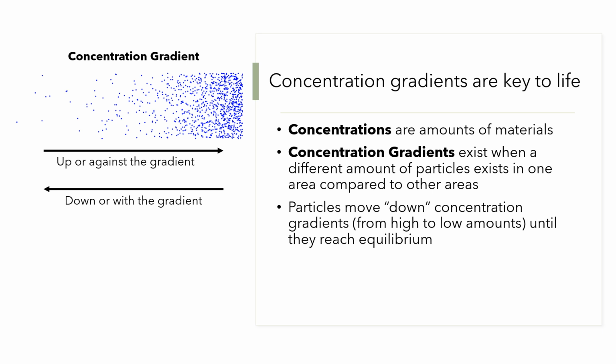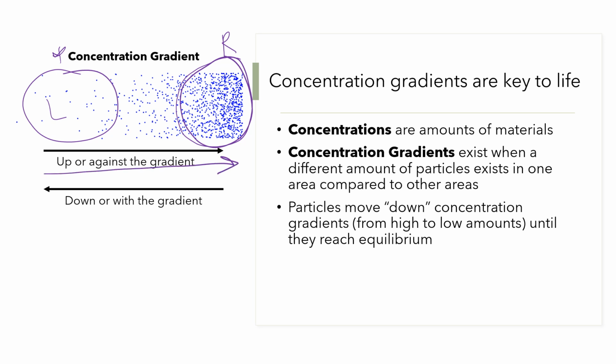Now, a concentration gradient is in existence when particles of one type are congregated in one area versus others. So we can see it in this image right up at the top here, where all of these blue particles tend to congregate on the right side, and there's very few of them on the left side. Now we say that going towards where all the molecules are is going up the gradient or against the concentration gradient. When we're going from the area where all the molecules are down to where there's few, we call that down the gradient or with the gradient.